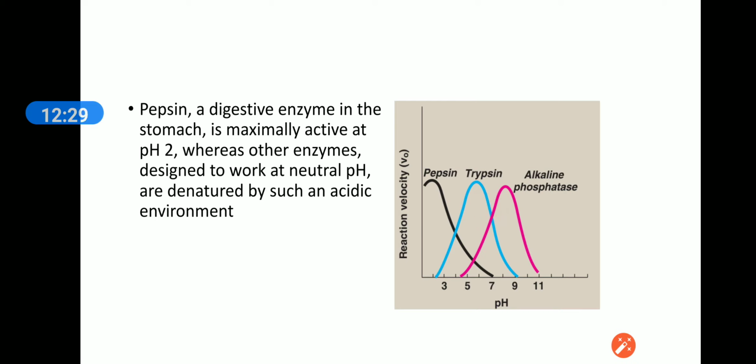So today we have discussed the factors affecting the enzyme catalyzed reaction, in which we have studied the effect of substrate concentration, the effect of temperature, and the effect of pH on the reaction velocity.